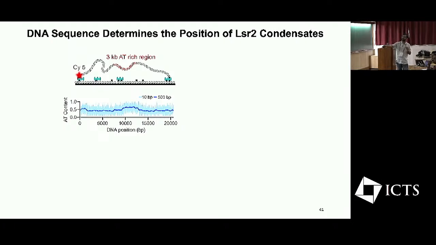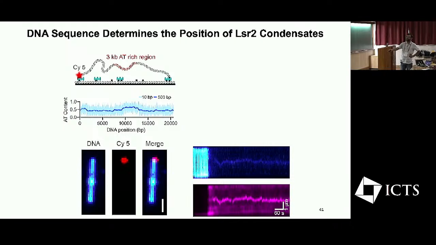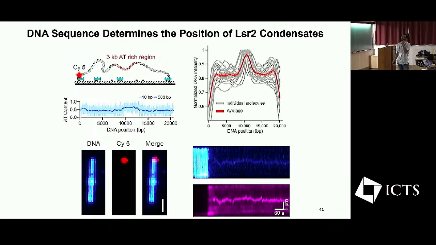But we also introduced a slightly longer AT-rich stretch in the center. You could see that immediately when we introduce protein onto this one, at the position where we had this 3 kb AT-rich sequence, only there are the condensates forming. Elsewhere, it's just coating. So the two modes of interaction are probably a little bit clearer here. At that one position where you have a high affinity region, it can form a condensate or co-condensate. In other regions it binds and unbinds much faster. And we could quantify a large number of molecules, and almost all the time we see that the position where we have high AT content is where it binds.